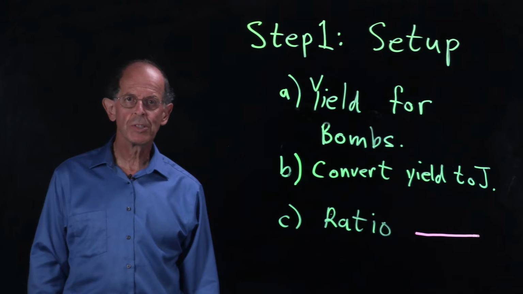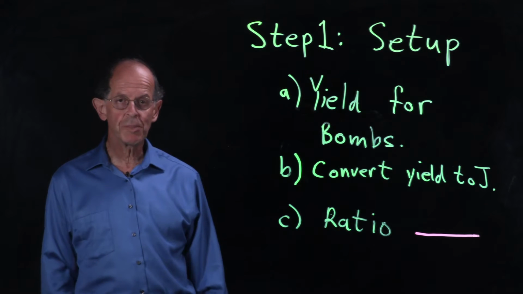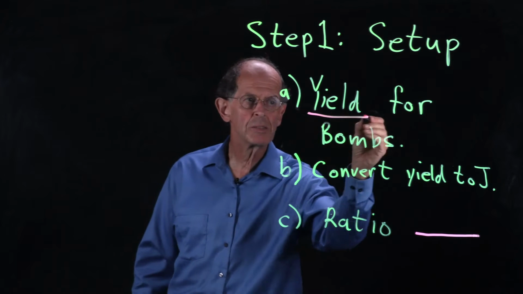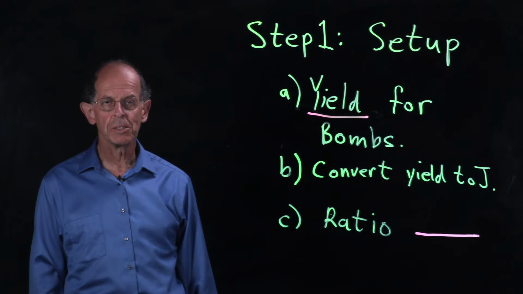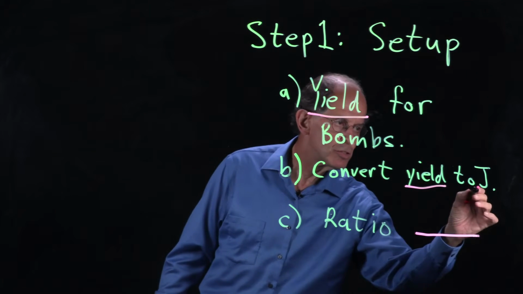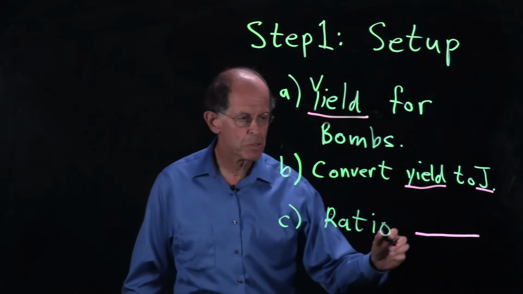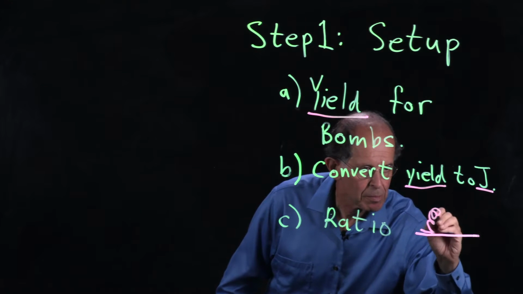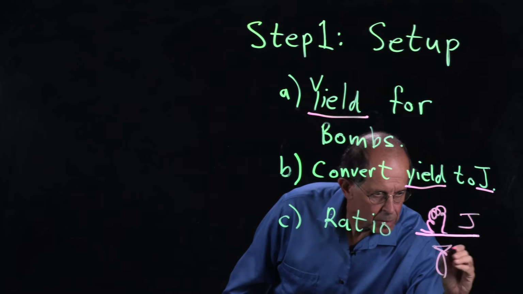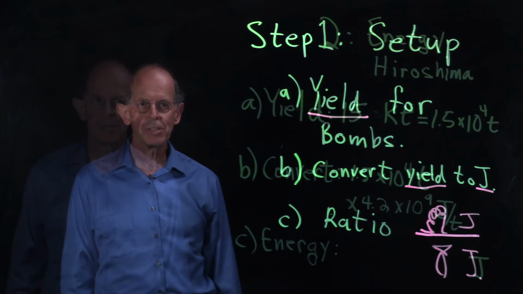Here's the setup for the solution to the problem. First of all, we need to find the yield for each of the bomb types, conventional and nuclear. How do we do that? Well, this yield we have to look up, so we can do that on Google. Then we can convert our yield to joules by a conversion factor we've seen before. Then we take the ratio of those two, Hiroshima to conventional, to drive our ethical decision.